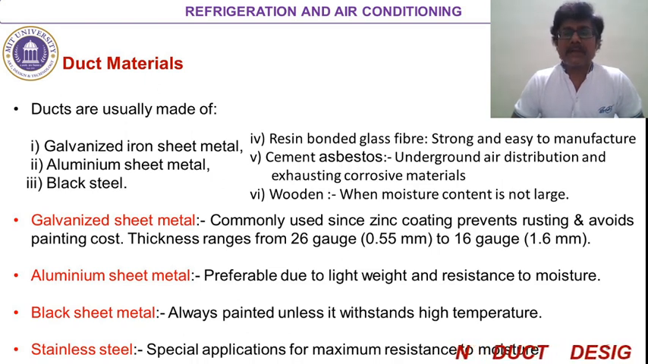Whereas for the non-metallic ducts, resin bonded glass fiber has two major advantages, I will say. Their strength is quite high, they are strong enough, and they are easy to manufacture.